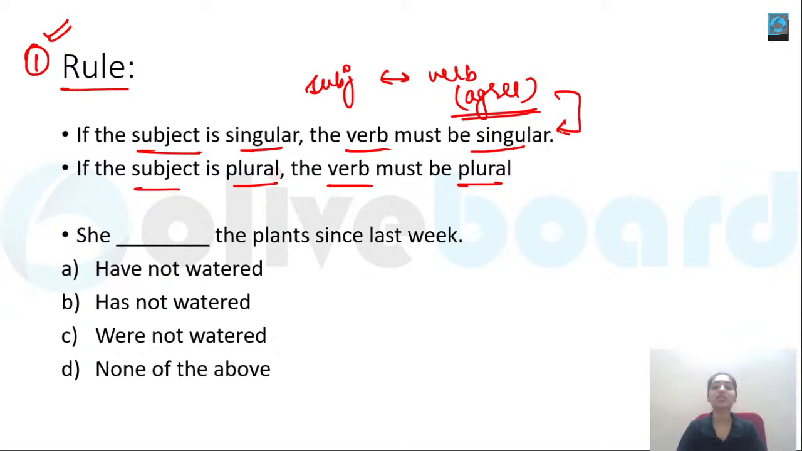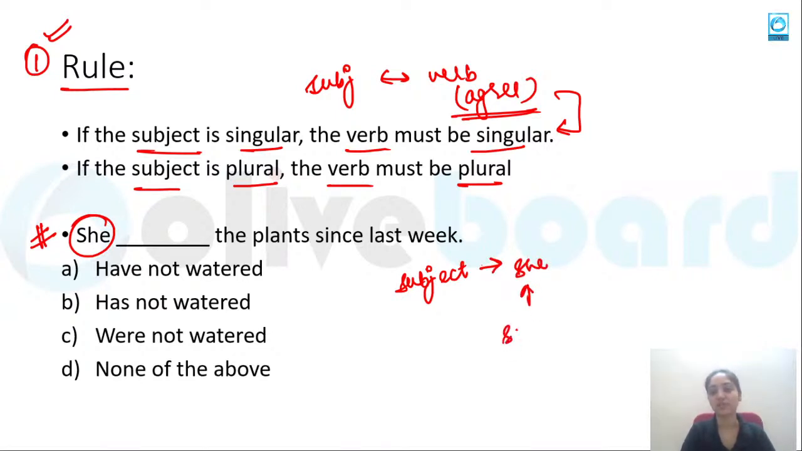So, she ___ the plants since last week. Try to attempt this question. For an example, try to attempt the question that is given to you. She ___ the plants since last week. In case of this sentence also, she is the subject. The subject of the sentence is she, which is a singular subject, talking about one single person.